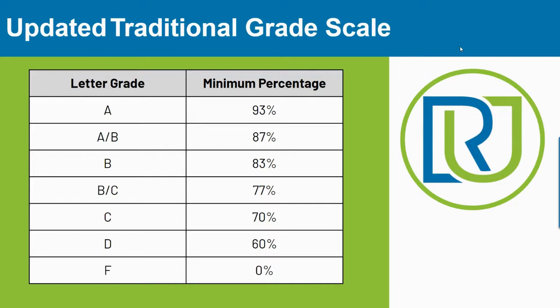So you can see that the letter grade of an A, the minimum percentage is 93%, but we really want to highlight that A/B means a minimum percentage of 87%. And then it continues on down the list. And this can be a really helpful resource, not just for teachers, but for families that have questions about what the different grade marks mean.